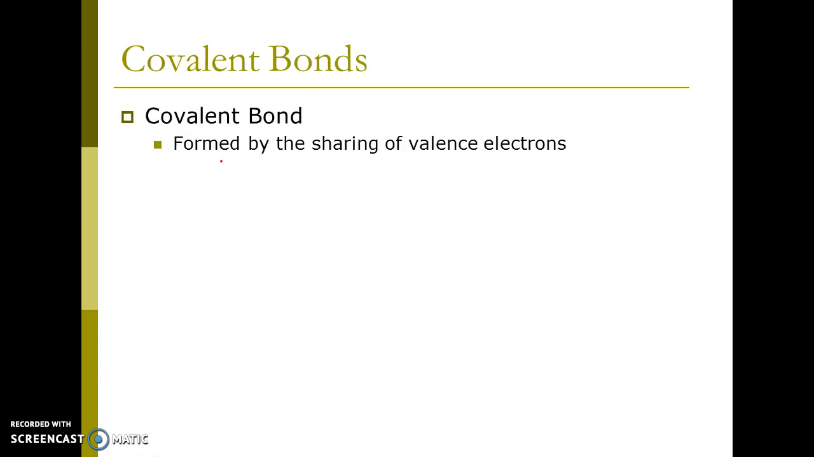Within a covalent bond, we are going to form bonds by sharing valence electrons. This is different than ionic bonding, where the metal transfers electrons to the nonmetal. Now that we are talking about the bond between two nonmetals, they will be sharing their valence electrons. So we'll have 2 or more nonmetals sharing their valence electrons. We can have 2 types of covalent bonds.